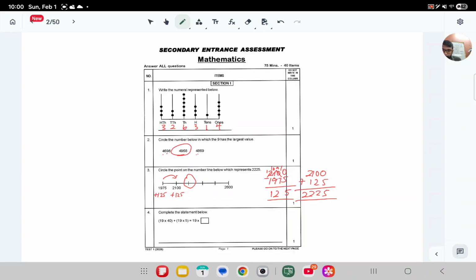Number 4, complete the statement below. Alright, so we have 19 by 40 plus 19 by 5 is equal to 19 by. So we have our laws: associative law, distributive law, and commutative law. So we use our laws here in this equation. We split the 40 and the 5 into their values. So it would be 4 tens to give you 40 and 5 ones to give you 5. So we just need to add the 2. So it would be 45.